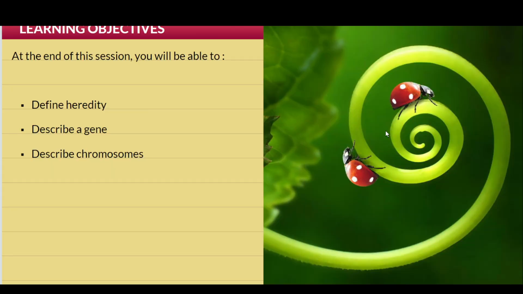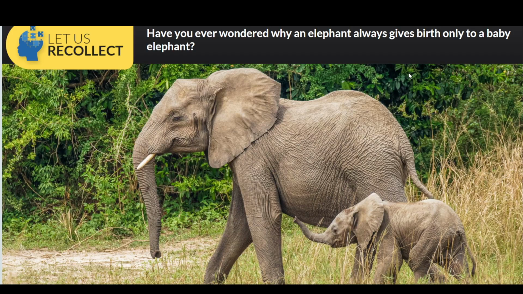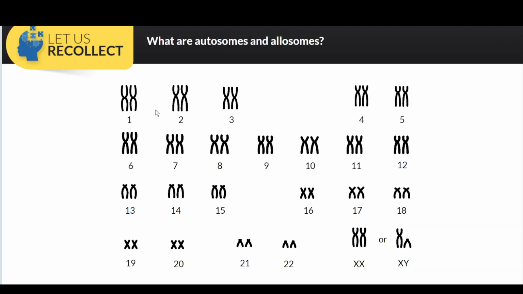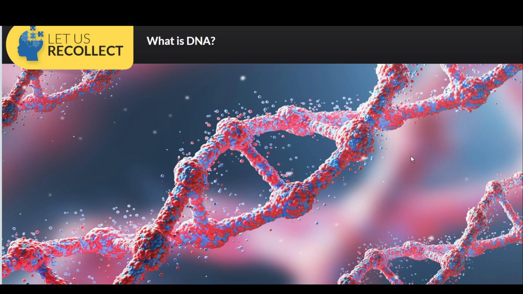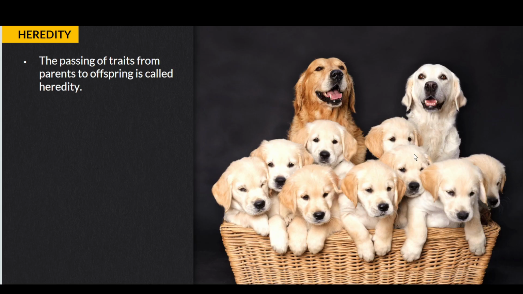Heredity and genetics. This is what we will be talking about: heredity, genes, chromosomes. Like here, you can see an elephant always gives birth only to a baby elephant. What is the reason behind it? And these are the chromosomes, how they look, what their functions are, what DNA is. All these things we are going to cover in these slides.